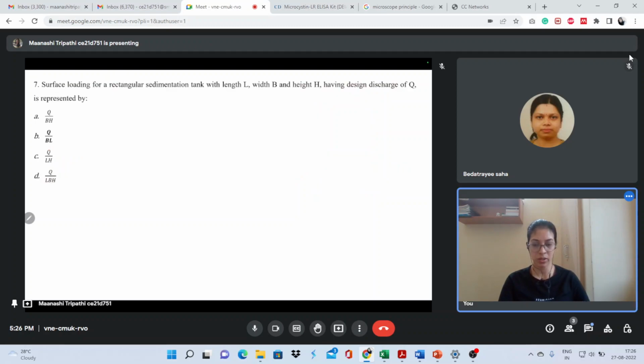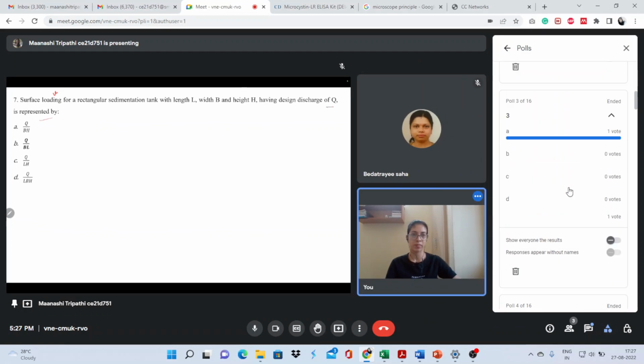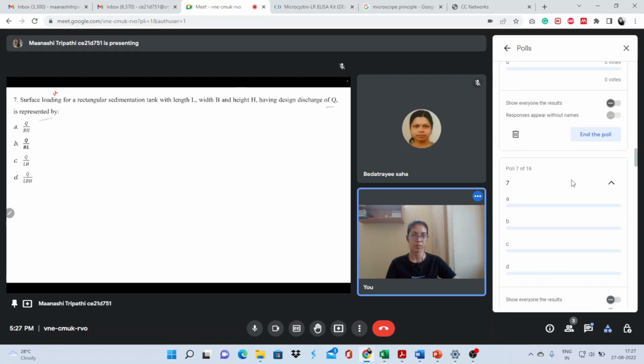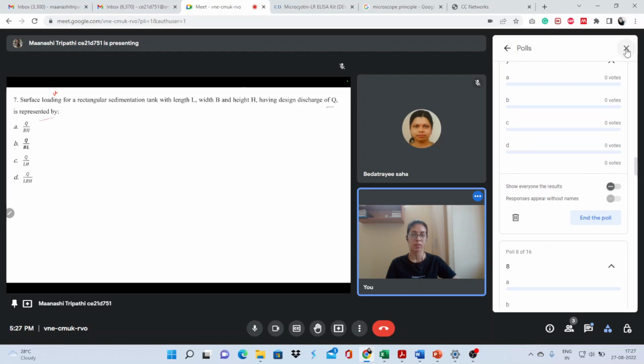We'll see the next question. Surface loading for a rectangular sedimentation tank with length L, width B and height h having design discharge of Q is represented by, surface loading meaning the velocity we want to find out. You can find out the velocity that will be represented by this problem. I'll share the polls. You can answer this question.